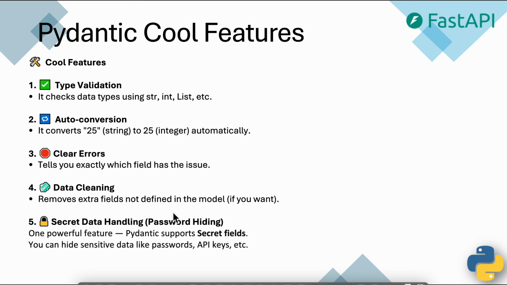Pydantic cool features. Type validation: it checks data types using str, int, list, etc. Auto conversion: it converts the string 25 to the integer 25 automatically. Clear errors: it tells you exactly which field has the issue. Data cleaning: it removes extra fields not defined in the model if you want. Secret data handling, password hiding. One powerful feature: Pydantic supports secret fields. You can hide sensitive data like passwords, API keys, etc.